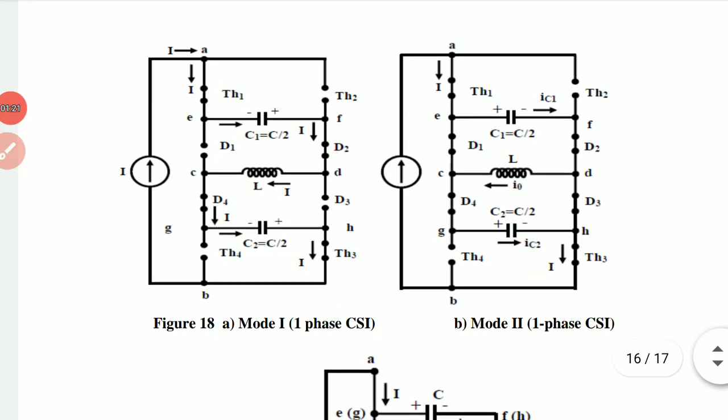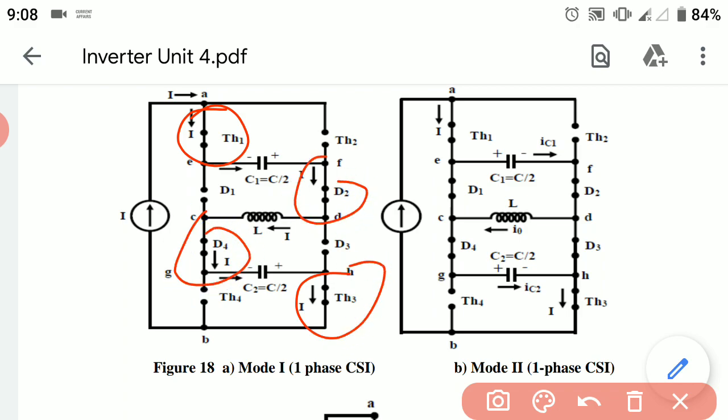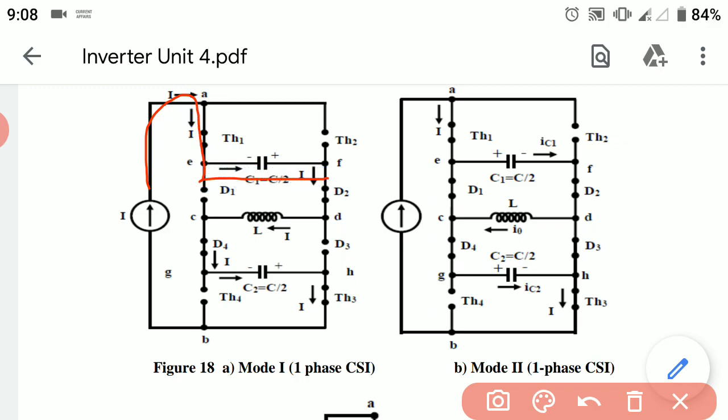This is the circuit diagram for mode 1, for time instant t equal to 0. For this instant, as you can see, thyristors TH1 and TH3 are conducting and diodes D2 and D4 are forward biased and start conducting. So in this mode, the current from the current source flows through the thyristor TH1, through the capacitor C1, through the diode D2, through the load, through the diode D4 and through the capacitor C2, through the thyristor TH3 and back to the current source.